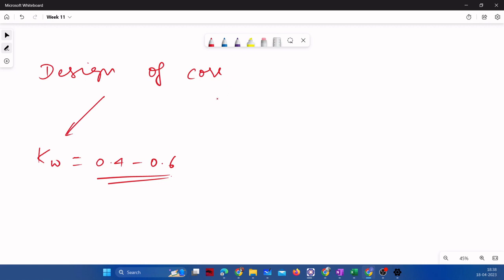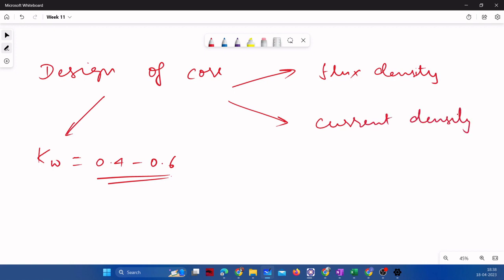So those factors, let me write them. It is flux density and current density. Oh, you mean parameters? Yes, parameters, since a factor is something unitless. Okay, sorry, I was talking about certain parameters.